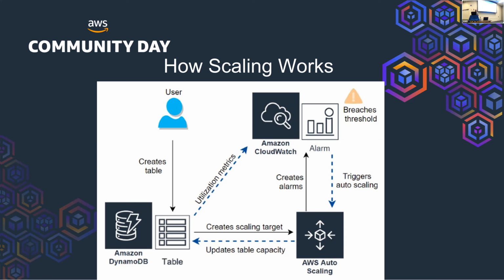So again, we can give an example where, let's say your current utilization is at 100 and the provisioned capacity is 80, then it will adjust it to like 120.